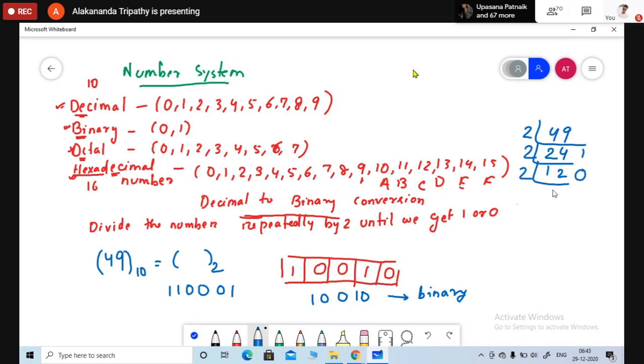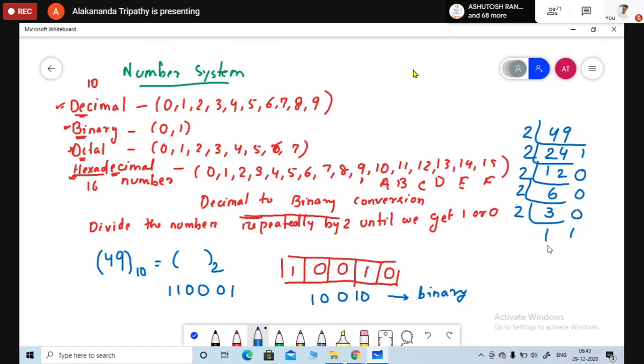Then what is the value here? 6. What is the remainder? 0. Again divided by 2. What is the value here? 3. What will be the remainder? 0. Again divided by 2. What is the value here? 1. What is the remainder? 1. You got the remainder 1.